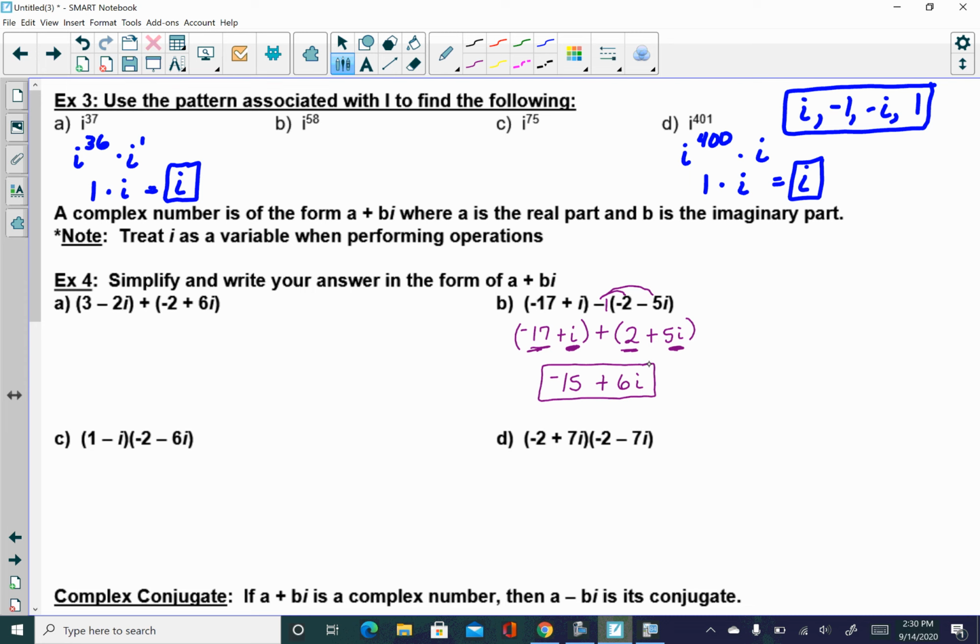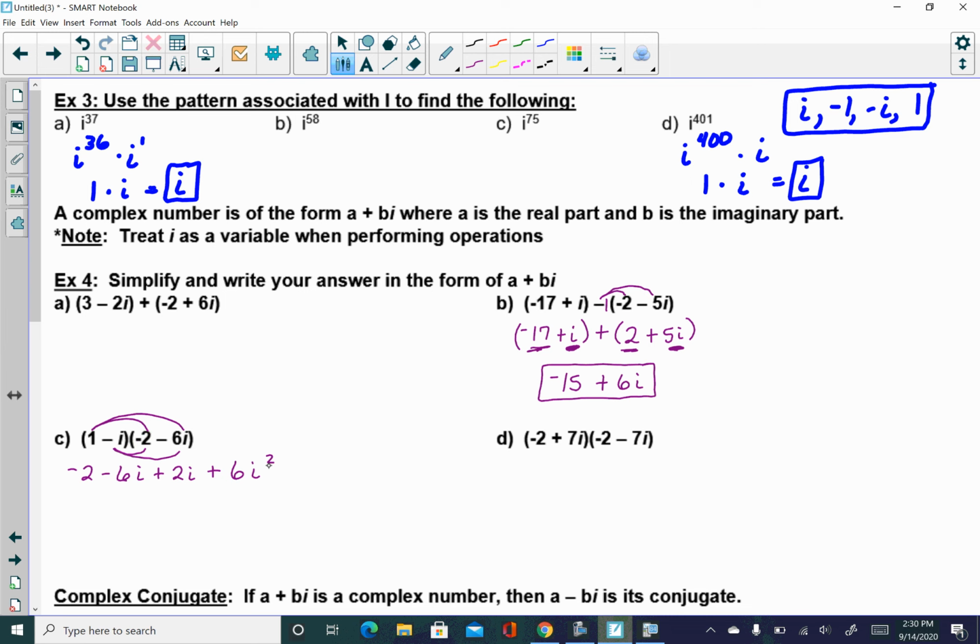All right. In letter C and letter D, you are multiplying here, and so this will be where we use our FOIL method. Okay, so in letter C, I multiply the first. 1 times -2 will give me -2 first. Outside, 1 times -6i, minus 6i. Inside, negative times negative, so that would be a positive 2i. And then last, negative times negative gives me a positive 6i squared.